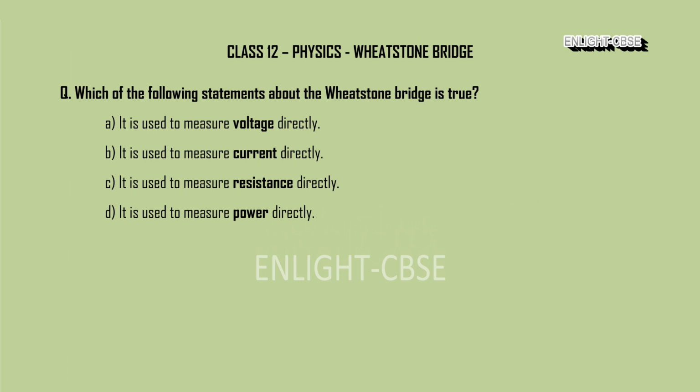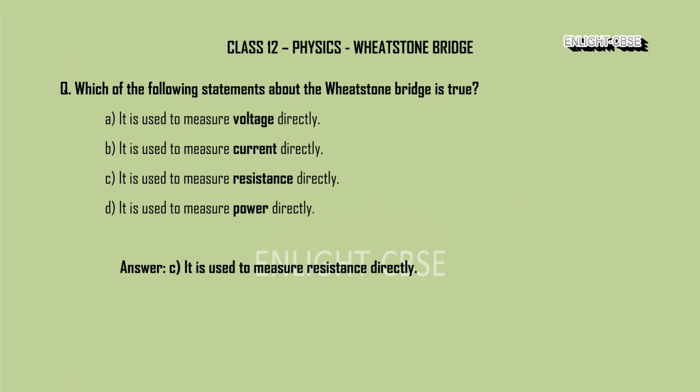Which of the following statements about the Wheatstone bridge is true? A. It is used to measure voltage directly. B. It is used to measure current directly. C. It is used to measure resistance directly. D. It is used to measure power directly. Answer: it is used to measure resistance directly.